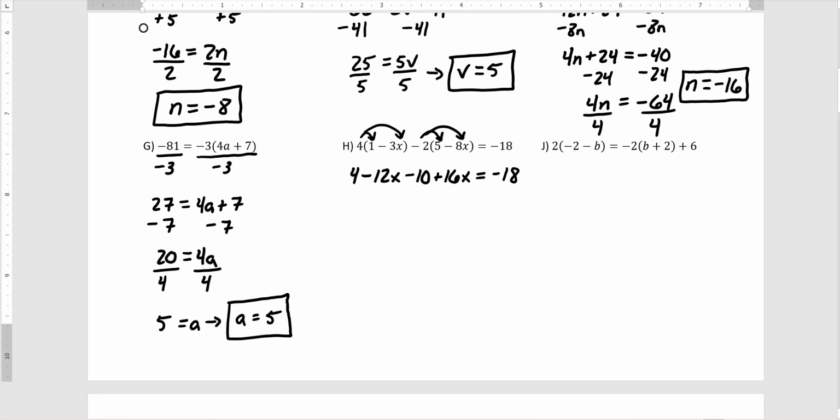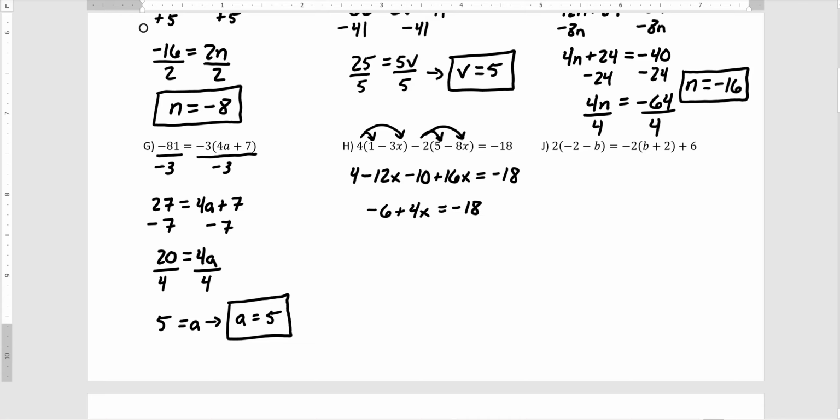So let's combine our like terms on the left side here. So I have 4 minus 10, that would give me negative 6. And I have negative 12 plus 16, so that would give me positive 4x. Now that's going to equal negative 18.